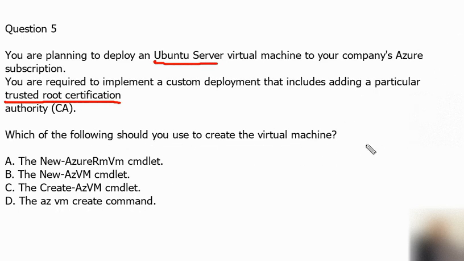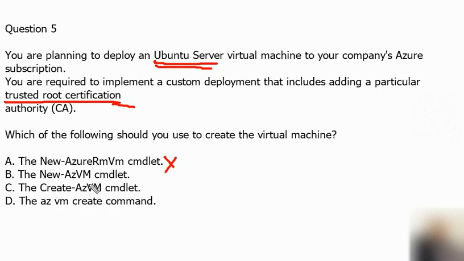Okay. In this question, the hidden agenda is that we should use a single command to conduct both jobs. In a single command, we should have the Ubuntu server ready with the trusted root certificate. So let's see the answers. Option A is the New-AzVM command. This command will definitely create the virtual machine, but it will need another command for adding the certificate. So it will not happen in one command. This is not the correct answer.